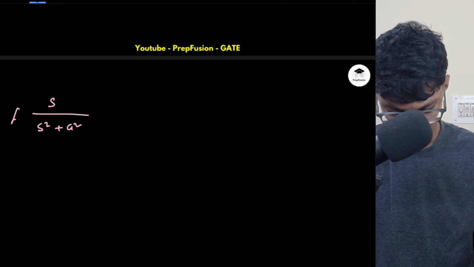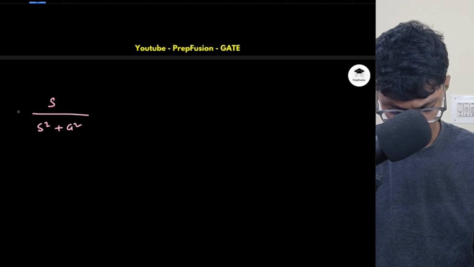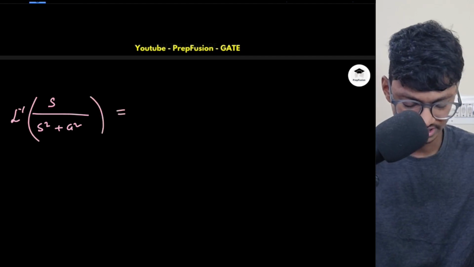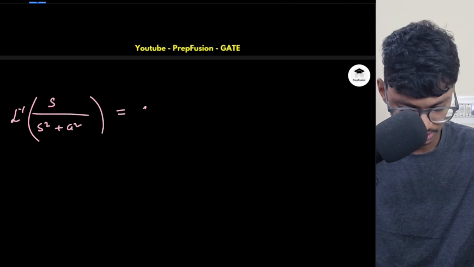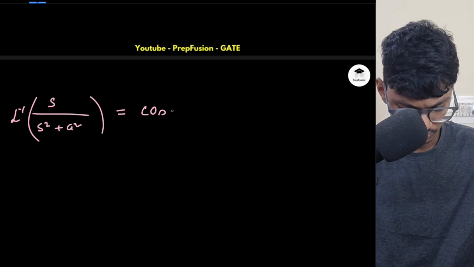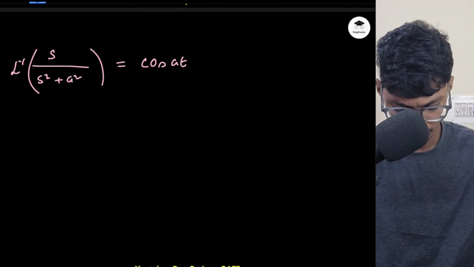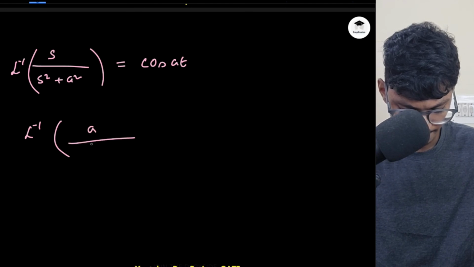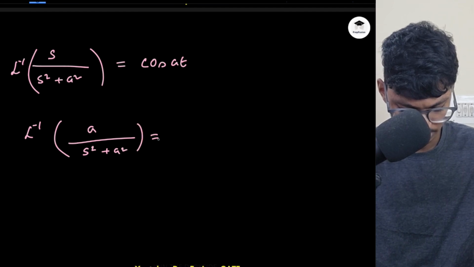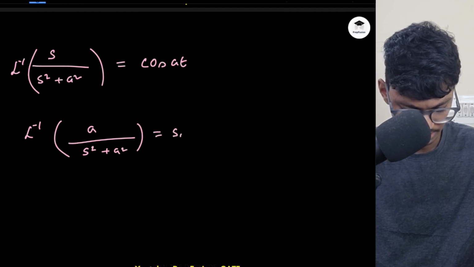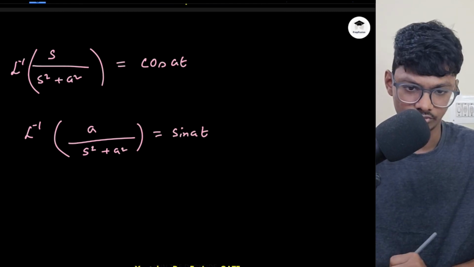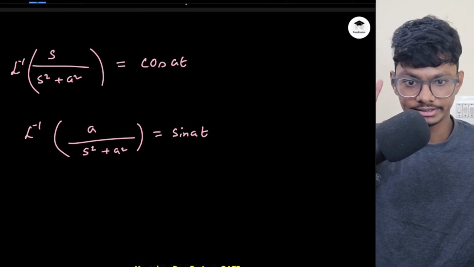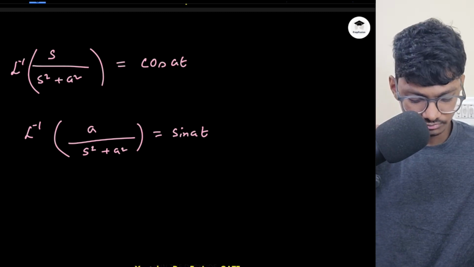Laplace inverse of s over s square plus a square is simply cos of at, and Laplace inverse of a over s square plus a square is simply sin of at. So these two are the Laplace transforms.